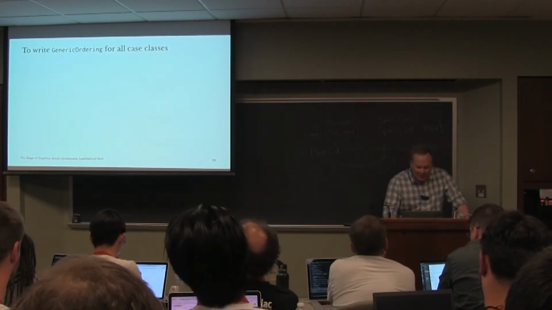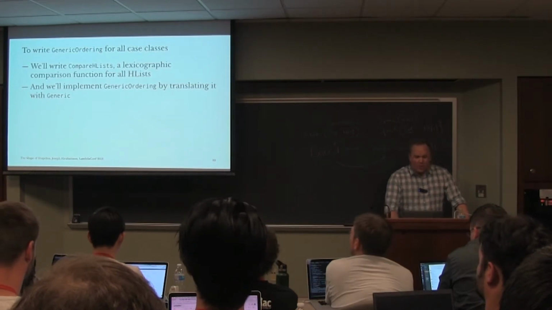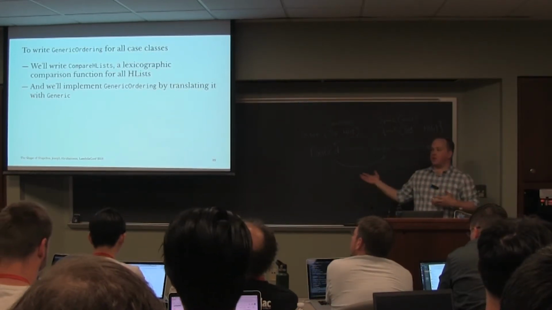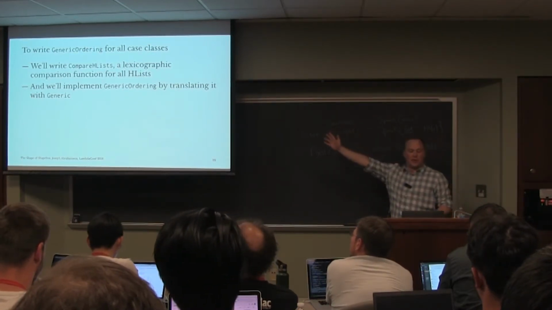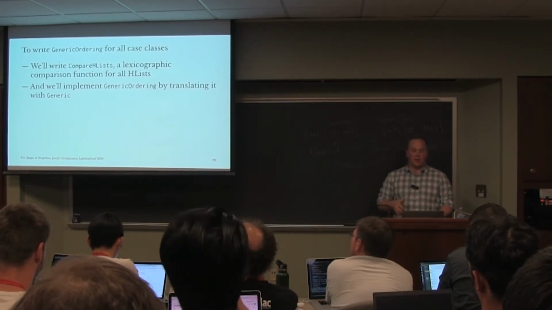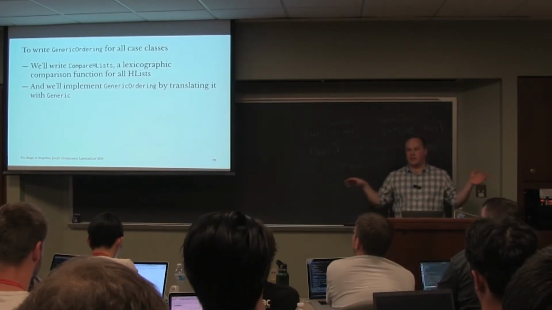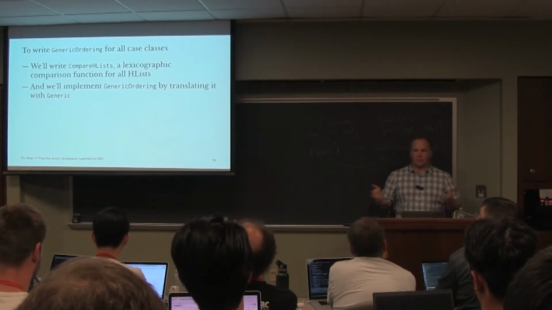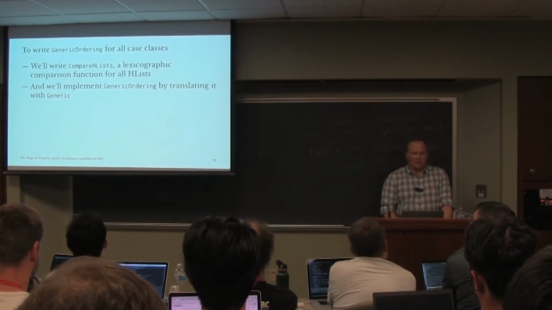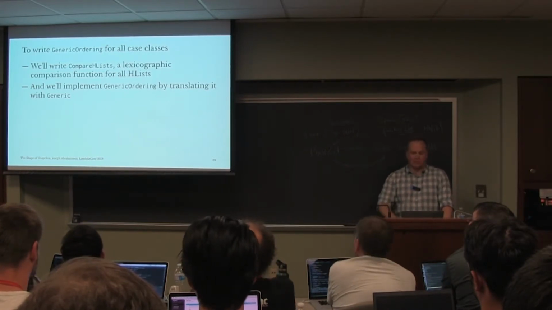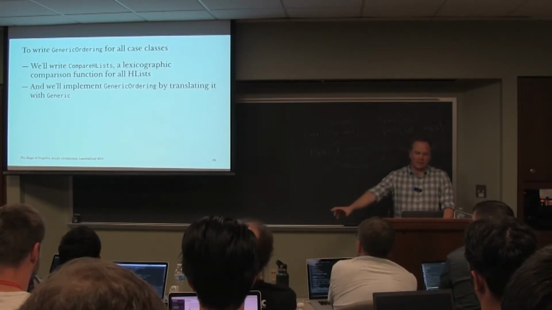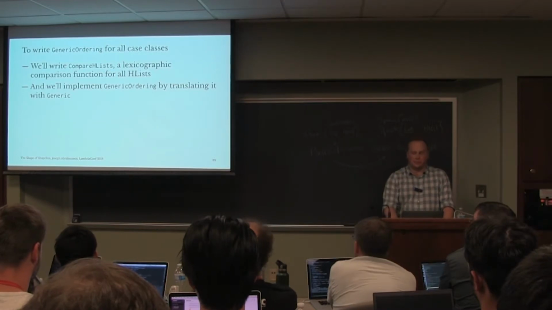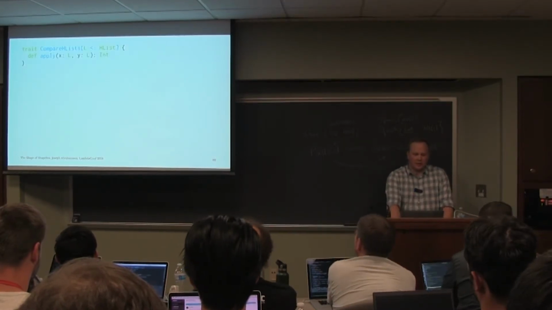All right, so where are we here? Oh. So we're just going to do those two things. To implement this thing, we're going to write compare HLists, a lexicographic ordering type level function that works on all HLists as long as all of the elements of the HList are themselves also orderable. Otherwise, it would make no sense. And then we'll define a thing called generic ordering, which is a trait that just translates compare HLists to all case classes. So let's dig in.